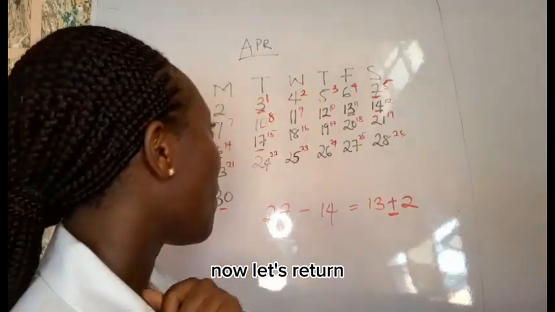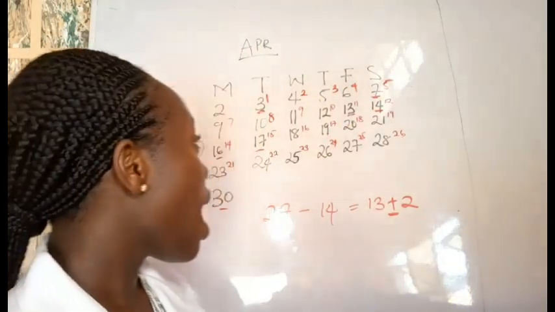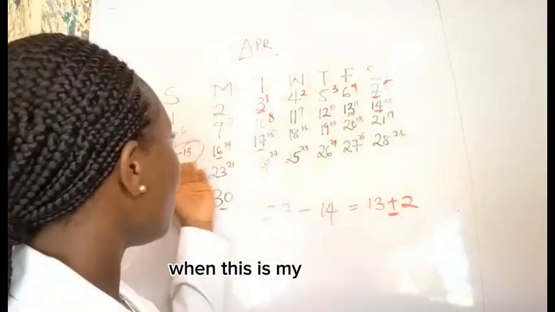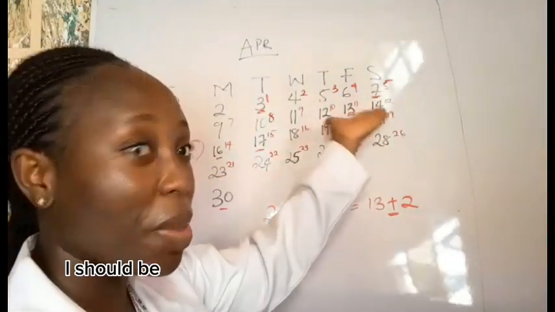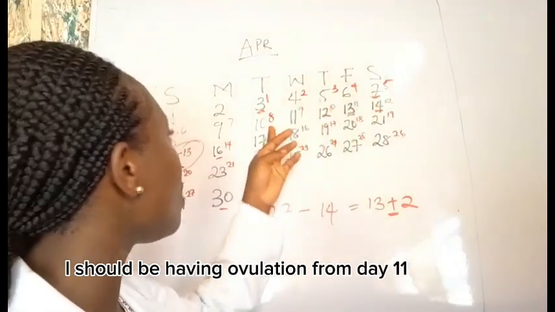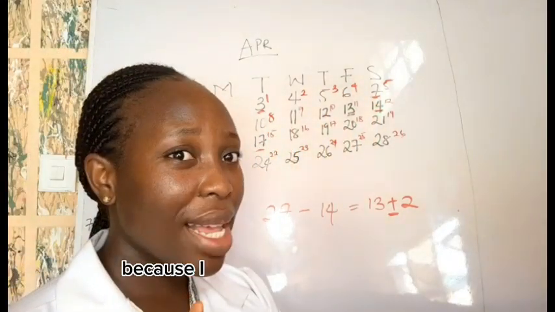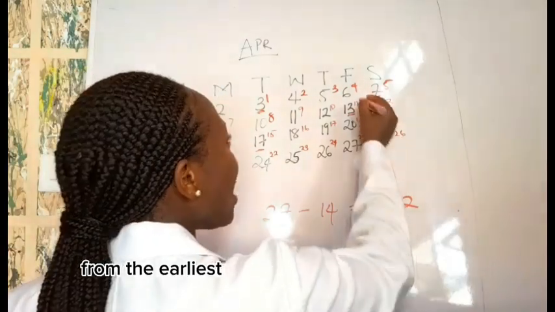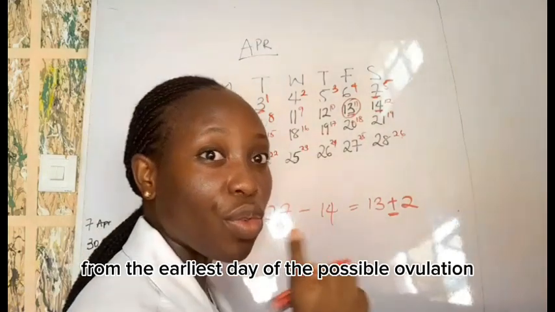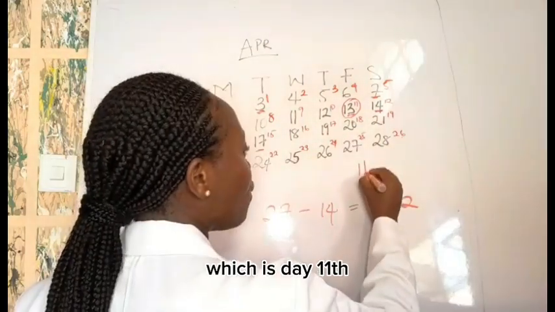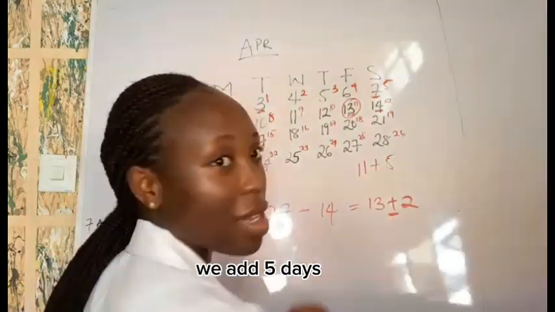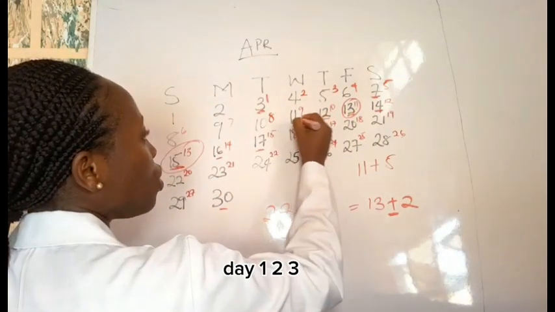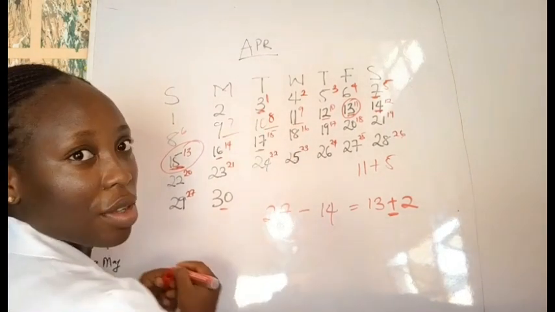Now, let's come back. So I'm trying to get pregnant, and when should I be having sex? This is my ovulation, suspected from the 11th to the 15th. Because the sperm lasts 5 days, from the earliest day of the possible ovulation, which is day 11th, we add 5 days to it. So day 11th will be day 1, 2, 3, 4, 5.